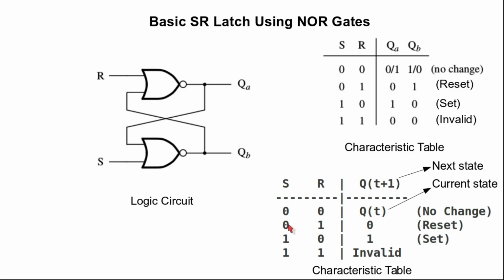When we change the input to S equal to 0, R equal to 1, Qt plus 1, our next state, will be equal to 0. That's our reset state.